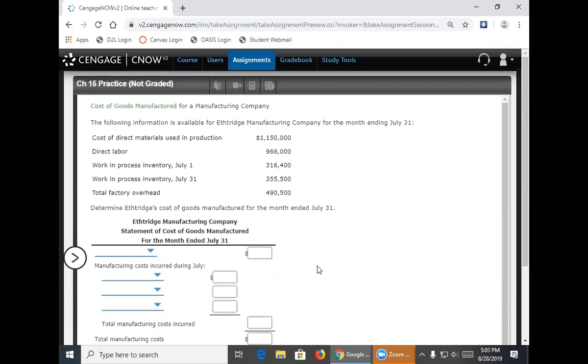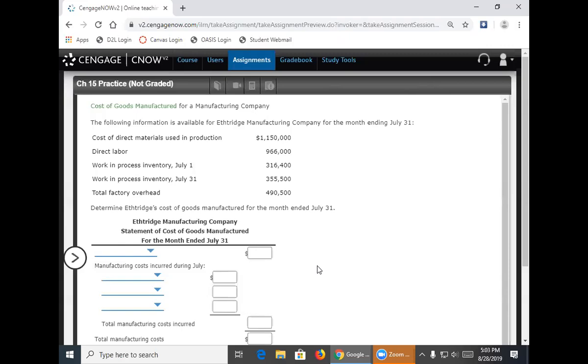All right. Let's see, we are on to number 5 here. So this one is showing information is available for Ch Manufacturing Company, and it gives us cost of direct materials used, direct labor, work in process inventory, and work in process ending inventory, and total factory overhead. So this one's fun. It wants us to do a statement of cost of goods manufactured, given this information. Well, again, on your notes, you'll actually see an example of a statement of cost of goods manufactured. So you can kind of follow that format.